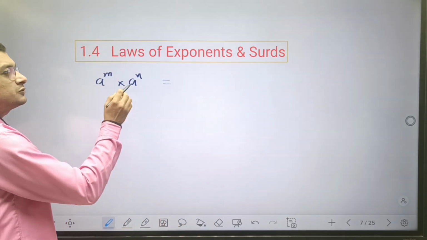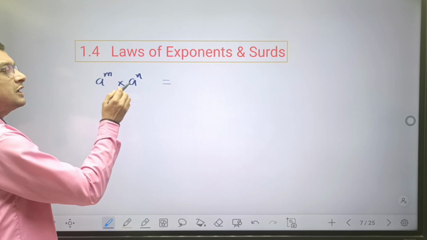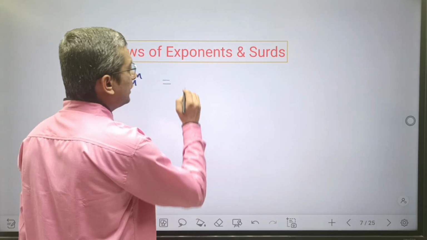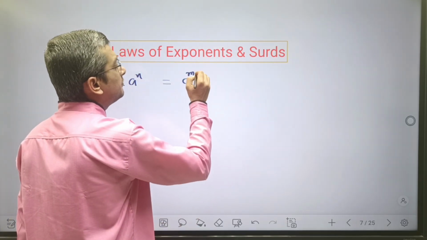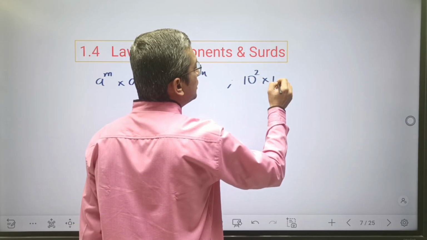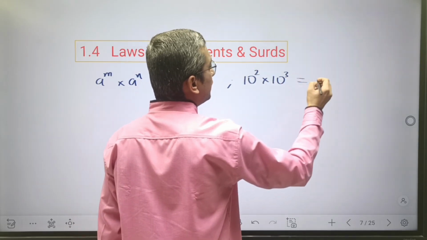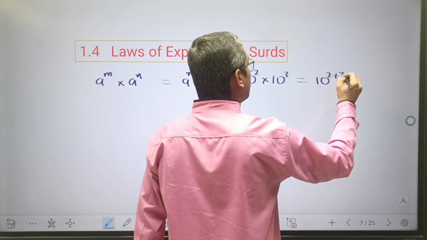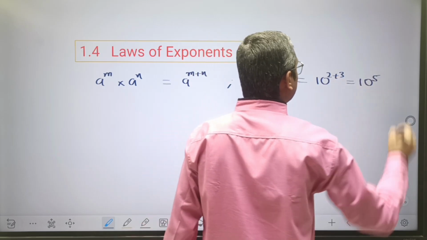So here the two terms which are being multiplied have the same base and powers are different. So whenever the bases are same, powers can be added. For example, if you write 10 to the power 2 into 10 to the power 3, base is same, so powers can be added, 10 to the power 2 plus 3, and this will become 10 to the power 5.